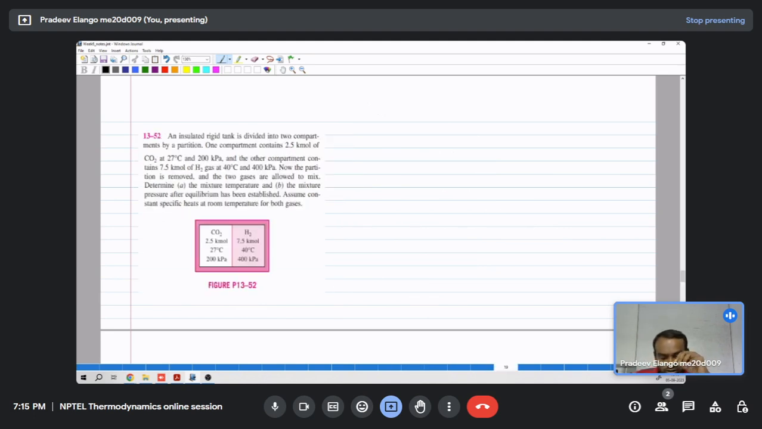Okay, an insulated rigid tank is divided into two compartments by a partition. One compartment contains 2.5 kilomole of carbon dioxide at 27 degrees Celsius and 200 kilopascal, and the other compartment contains 7.5 kilomole of hydrogen gas at 40 degrees Celsius and 400 kilopascal. Now the partition is removed and the two gases are allowed to mix. Determine the mixture temperature and the mixture pressure after equilibrium has been established. Assume constant specific heats at room temperature for both gases.